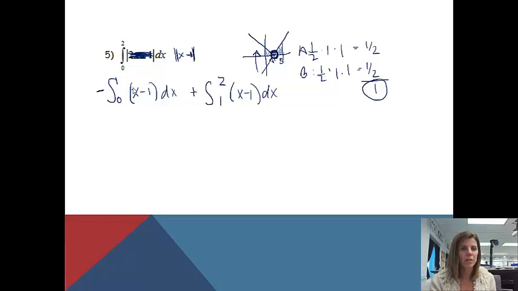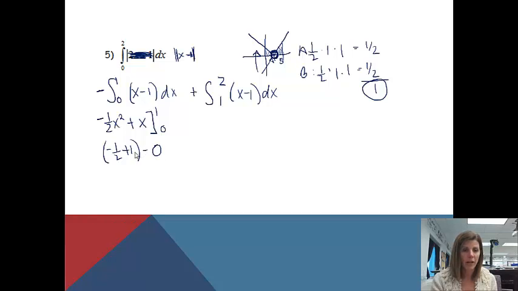So on this one, if we take the antiderivative of x minus 1, I will get 1/2 x squared minus x. And this minus sign is going to go to both parts, so it's actually going to make it negative 1/2 x squared plus x. I'm going to evaluate it at 0 and 1. So plug in 1 first. If I plug 1 in, I'll get negative 1/2 plus 1. Plugging in 0, I'll get 0. So this answer will give me 1/2.